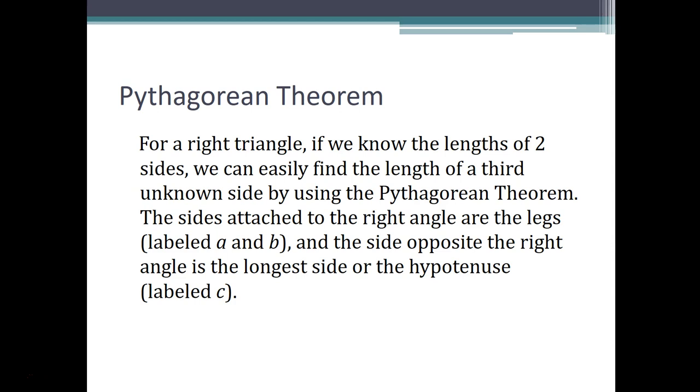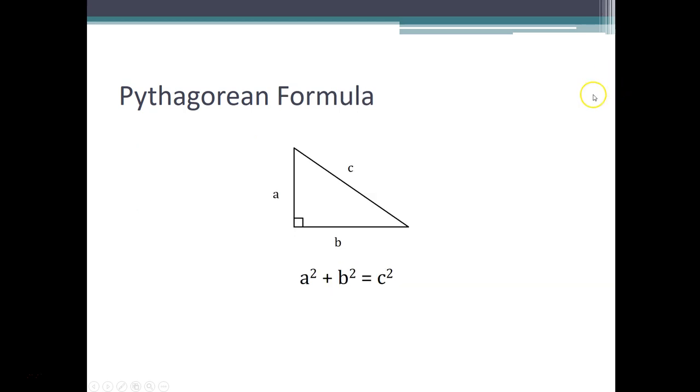The sides attached to the right angle are the legs. Label those A and B. The side opposite the right angle is the longest side, or the hypotenuse, labeled C. So in this right triangle here, our legs are the sides attached to the right angle, and then our hypotenuse is the longest side opposite the right angle, and that's our C. So leg squared plus leg squared equals hypotenuse squared. There's all kinds of proofs for this that show that it works.